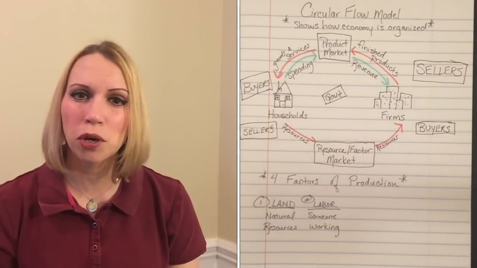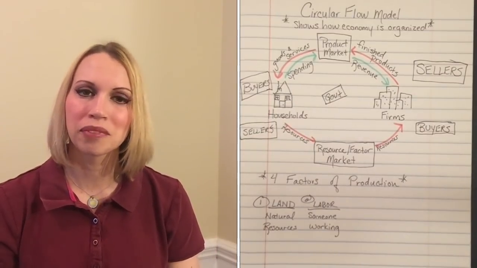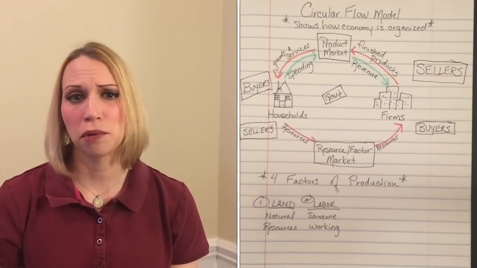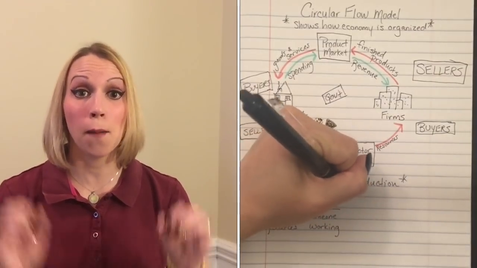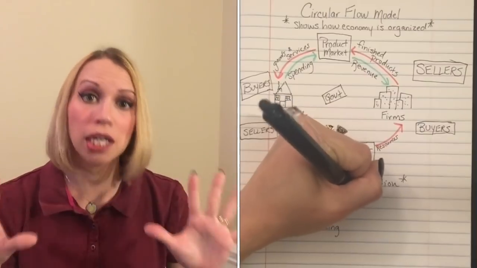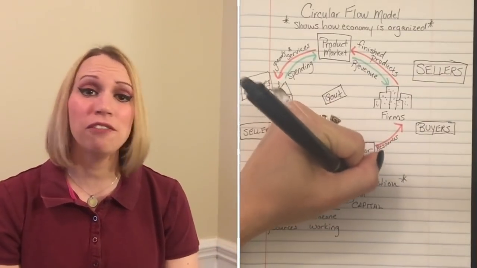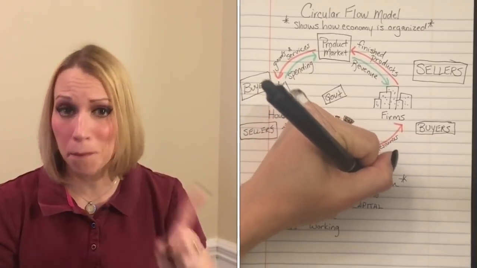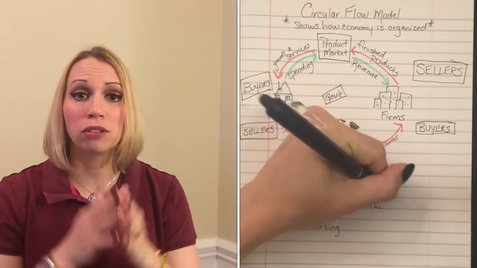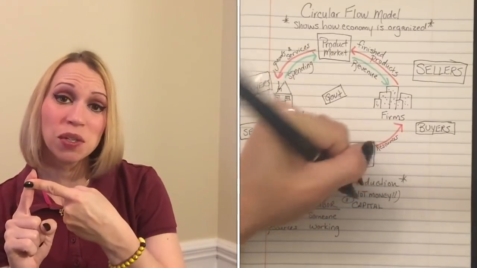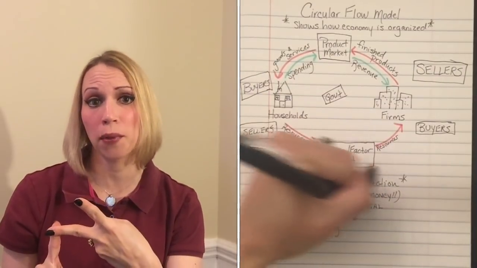So you need to have some workers, so you need to have labor. The third factor of production is capital. Now, big disclaimer here. When we say capital in economics, we definitely do not mean money. We are talking about two things: physical capital and human capital.